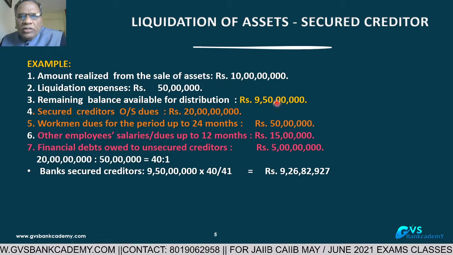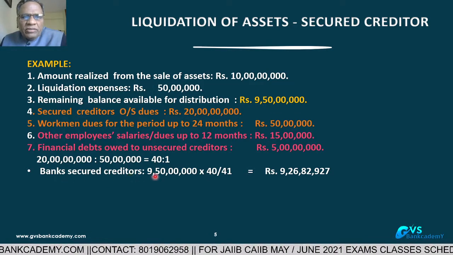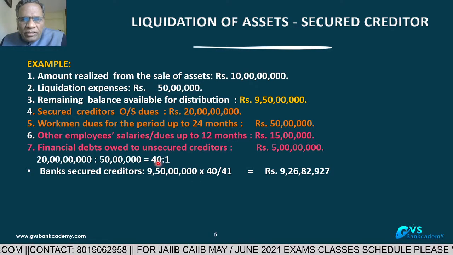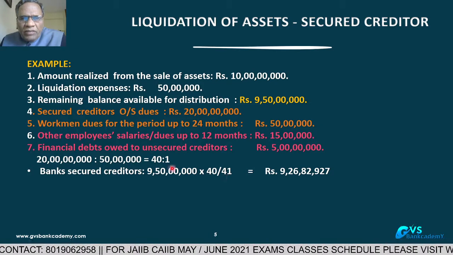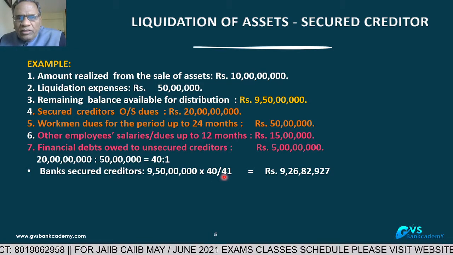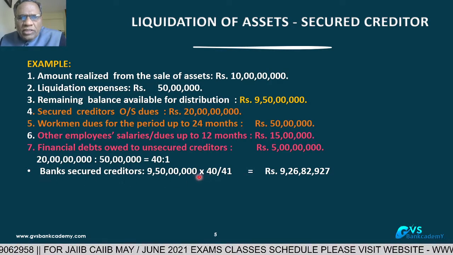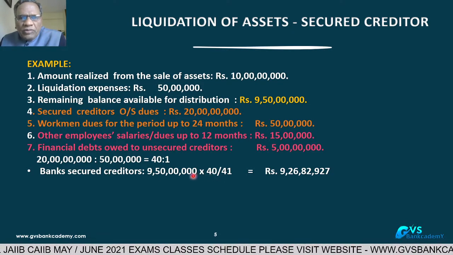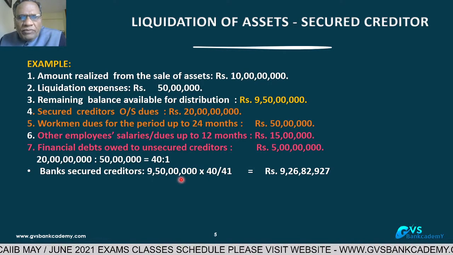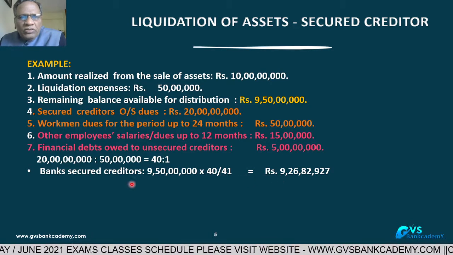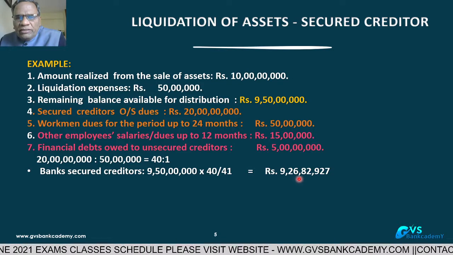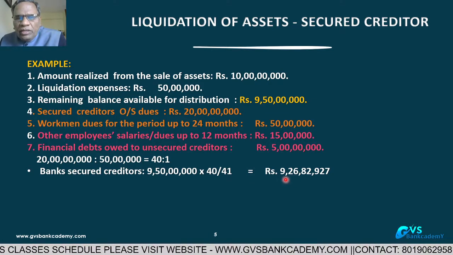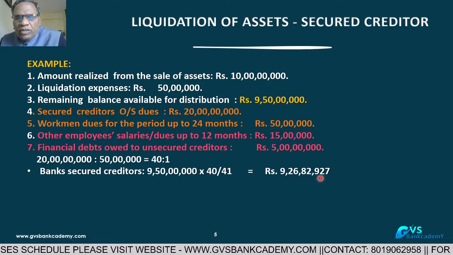The available amount for distribution is 9 crores 50 lakhs. Banks, the secured creditors, how much will they get from this 9 crores 50 lakhs? 9 crores 50 lakhs into 40, this is the secured creditor share, divided by 41. 40 plus 1 is 41. Out of 41 shares, 40 will go to the secured creditors. That is the meaning. Out of 41, 40 parts of the amount will go to the secured creditors. 9,50,00,000 into 40 divided by 41. The secured creditors will get 9 crores 26 lakhs 82,927. So out of 20 crores, the secured creditors are getting only 9 crores 26 lakhs 82,927.